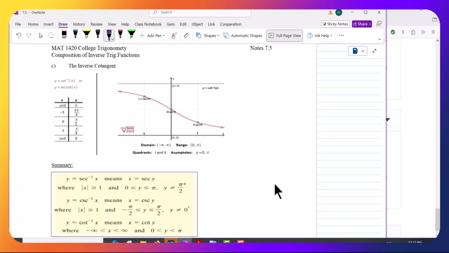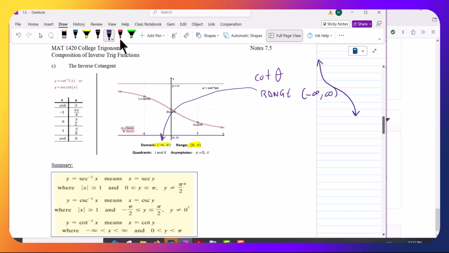So the way this works is the range is going to be 0 to pi. The domain is going to be negative infinity to infinity. Again, if you have a cotangent of theta, remember the graph of a cotangent kind of looks like that, and its range is all real numbers. So the range turns into the domain of the inverse like that.